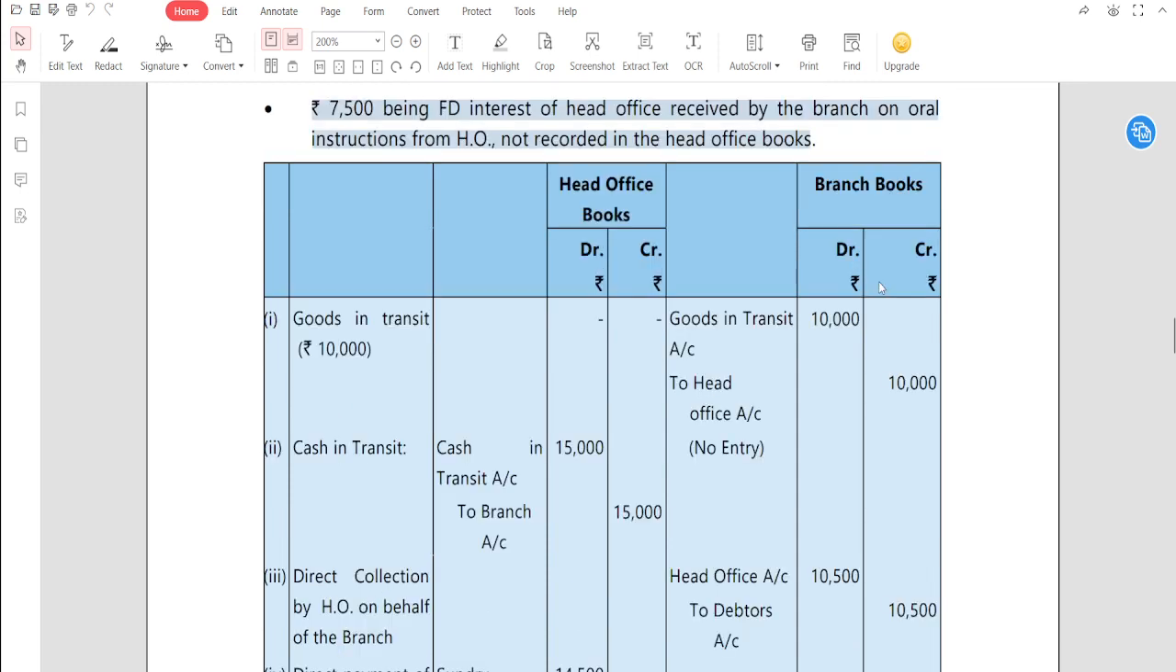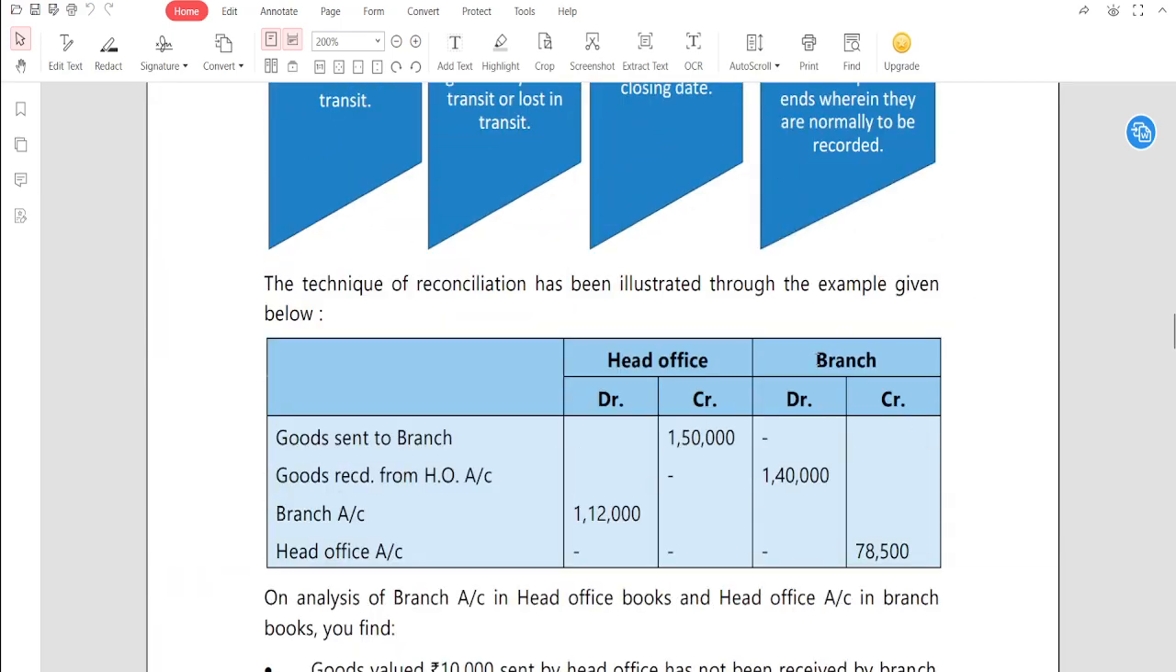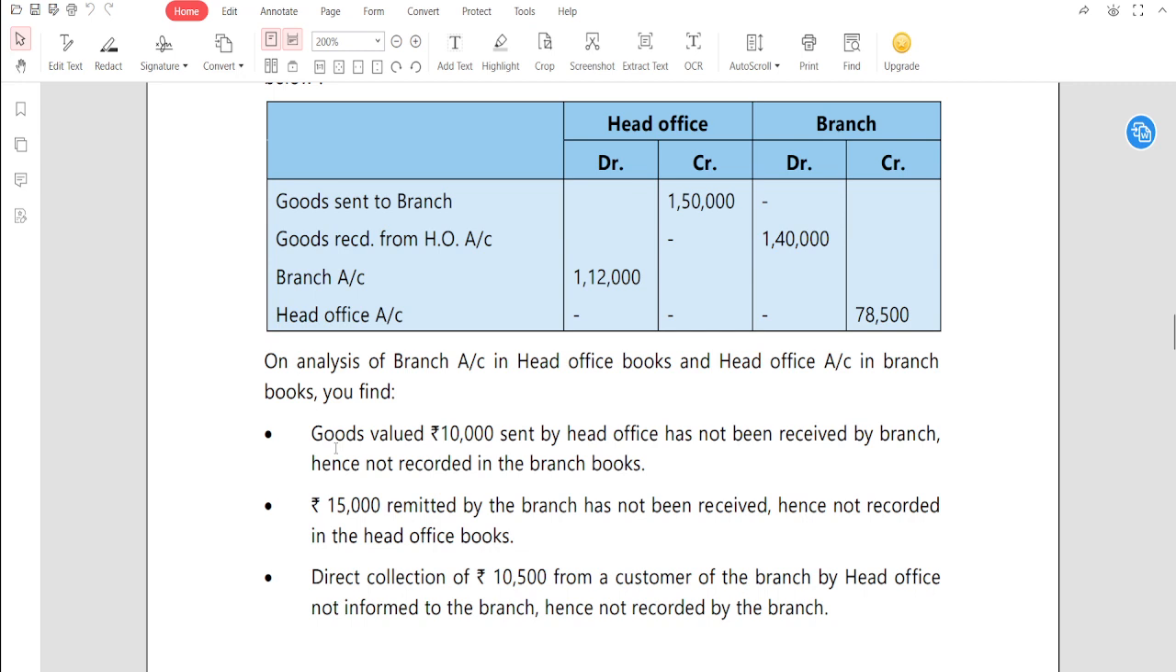First of all, think about it guys, in the branch books the very first adjustment is that 10,000 rupees of goods has not been received by the branch. It means the goods are in transit, so this 10,000 should be debited in the books of the branch. When goods are in transit, what is the journal? Goods in transit account debit to HO. In the books of the branch we should add the goods in transit on the debit side. That is a very big fundamental. Perfect. We should add this 10,000.